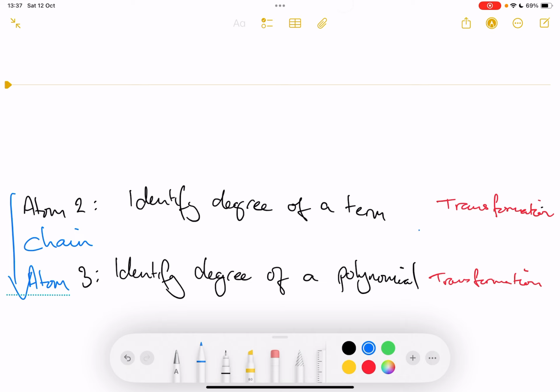I then think these are relatively straightforward, so especially for atom 3, I gave only 2 examples. I then tested my communication with only 2 examples. I then immediately went in to chain atoms 2 and 3 together so that they had to do, first of all this, identify the degree of each term, and then use that to identify the degree of the whole polynomial.